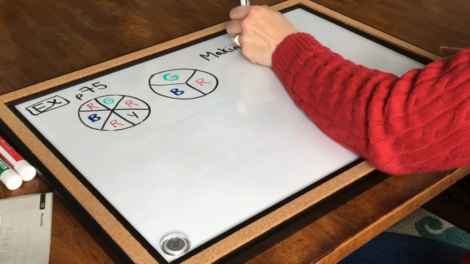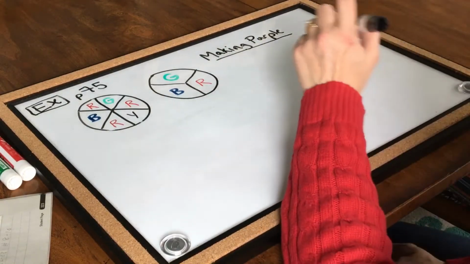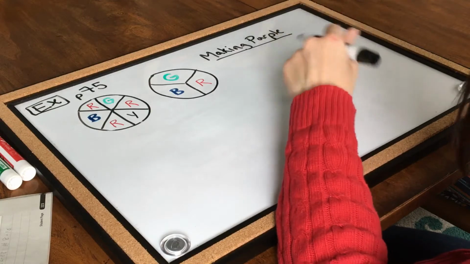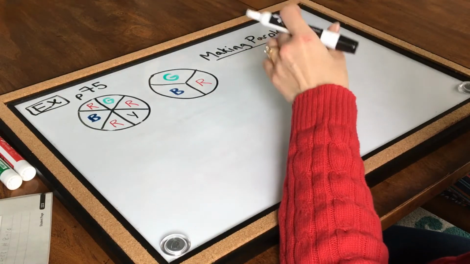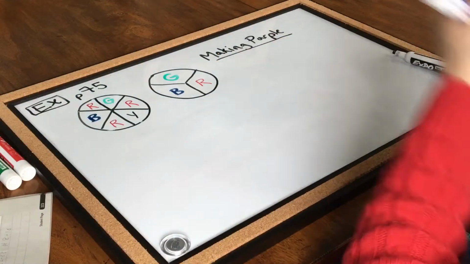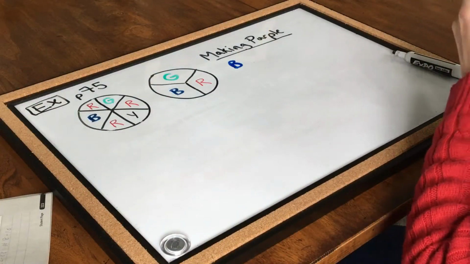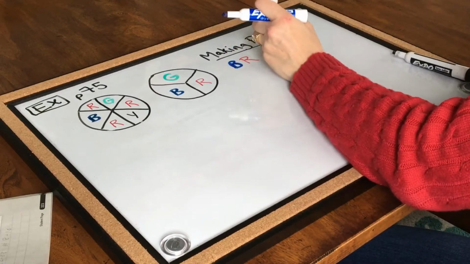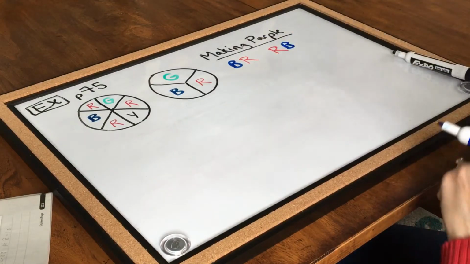And this is new because there are two possible favorable outcomes that can result in a purple, okay? And this is important. We can get a blue on the first spinner and a red on the second spinner, or we can get a red on the first spinner and a blue on the second spinner.